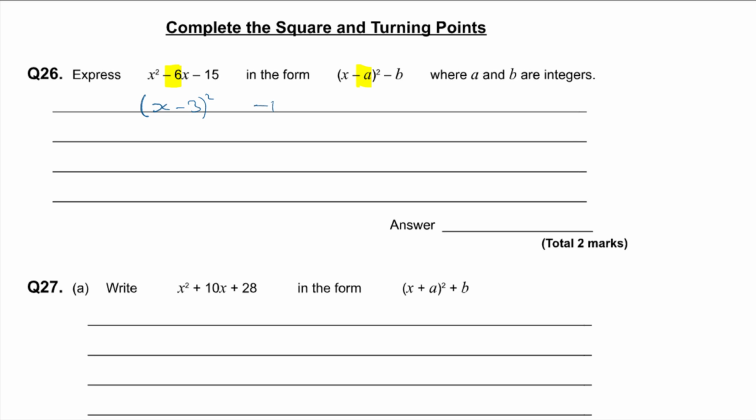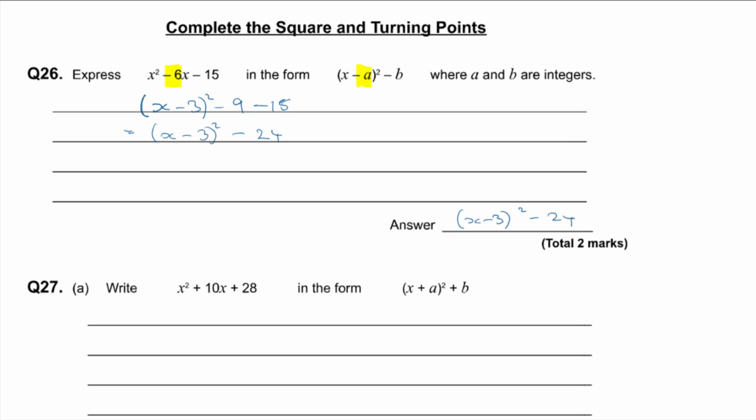Now I'm still going to have the minus 15, but I'm also going to get whatever I put at the end here, I'm going to square it and take away as well. Okay? So it's going to be x minus 3 all squared minus 9 minus 15. So what's that? X minus 3 all squared minus 24. Okay, so that's it. That's my answer. X minus 3 all squared minus 24.